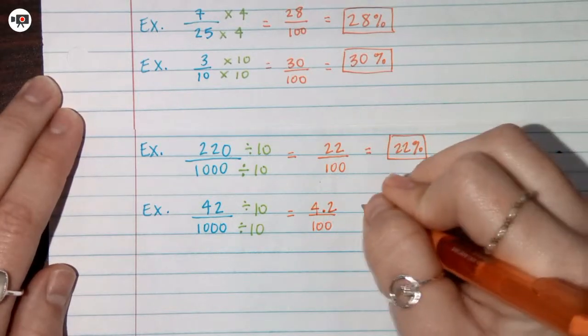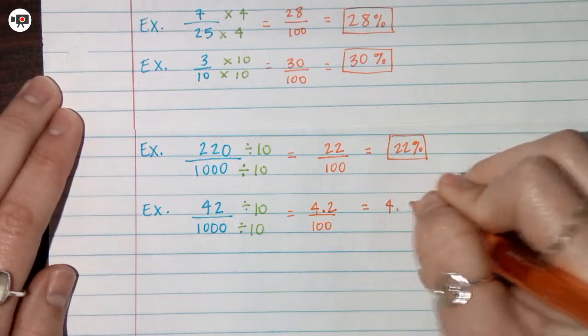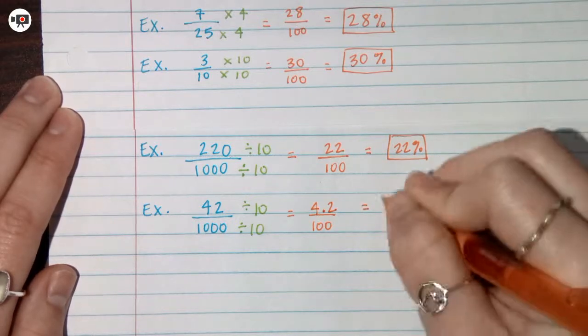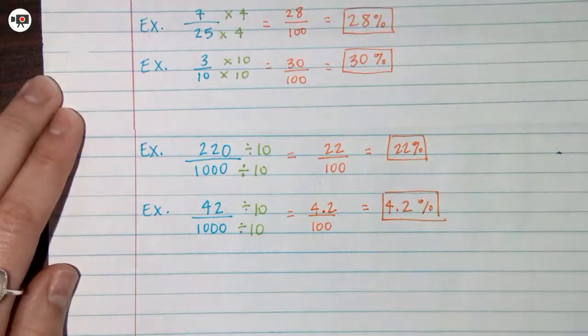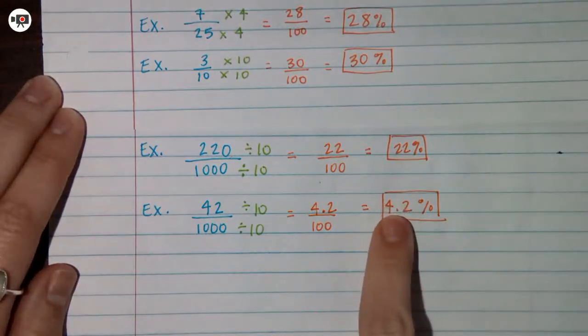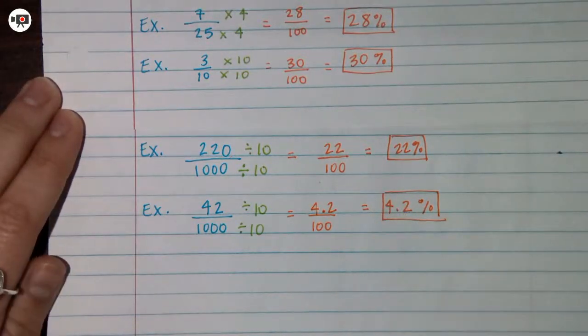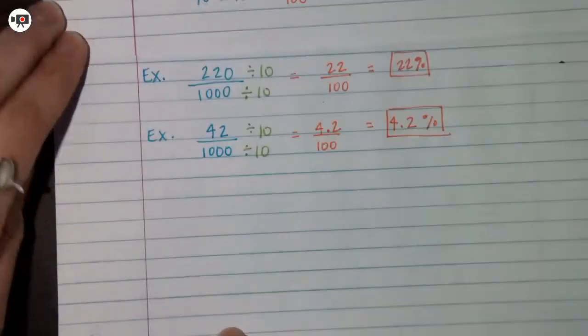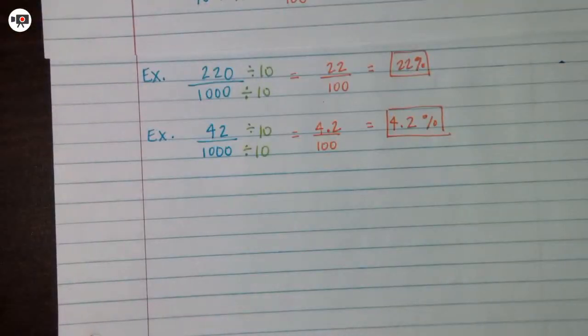To write this as a percent, I take the numerator, 4.2, stick a percent symbol on the end. It is okay to have a decimal as a percent, or in your percent. That is okay. But we are not using mixed numbers.